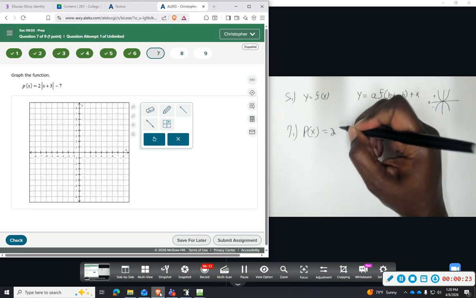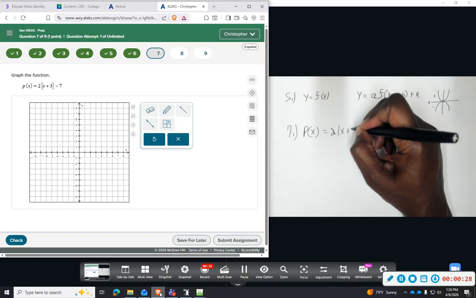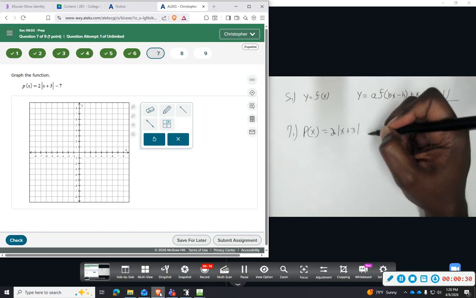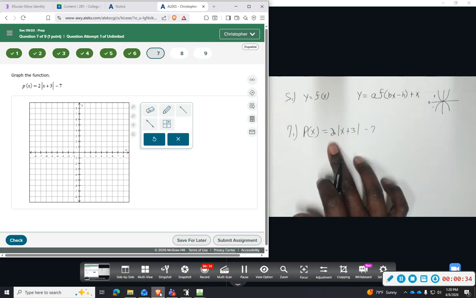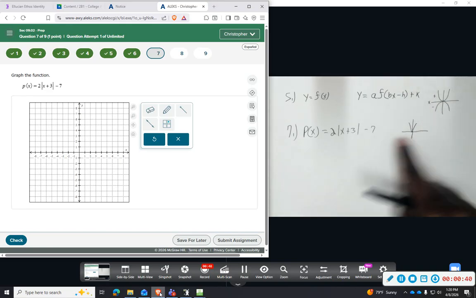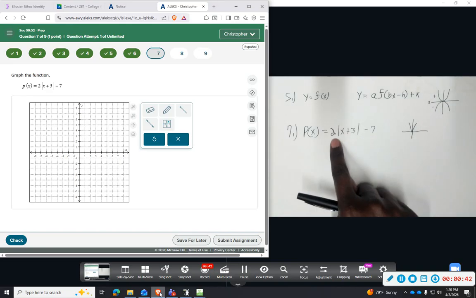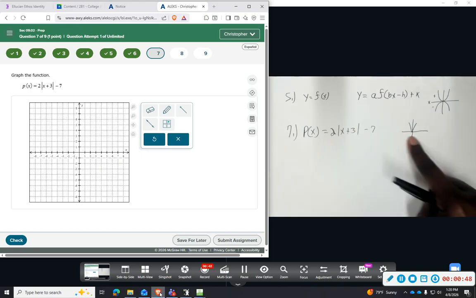So 2 times the absolute value of x plus 3 minus 7. Now, I know this is a V shape. Normally it's centered in the middle, but it has gone through a transformation. This plus 3 means it got shifted left 3.